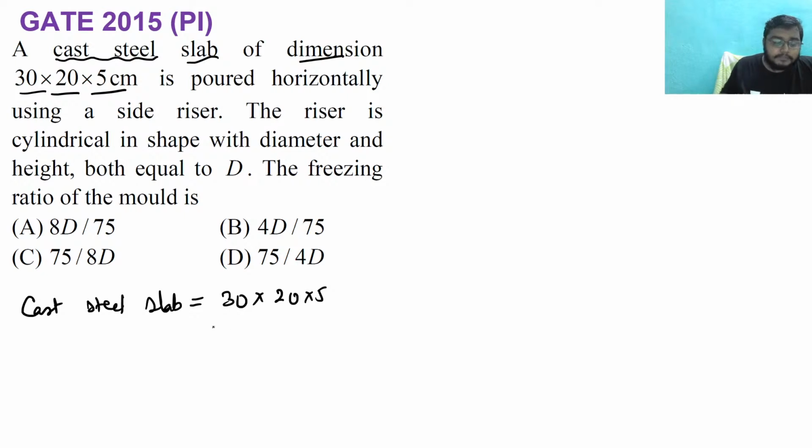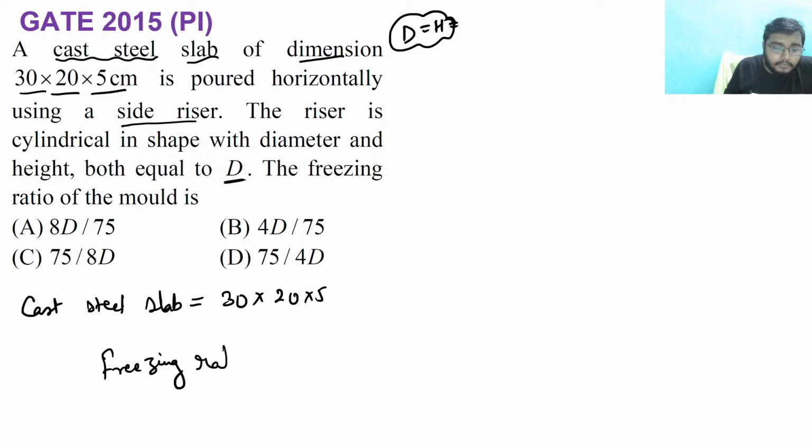Clear? Now see, it is poured horizontally using a side riser. The riser is cylindrical in shape with diameter and height both equal to d. So here it is given that diameter is equal to height. The freezing ratio. See my dear friends, in this question, freezing ratio has been asked, right? So what is the freezing ratio?